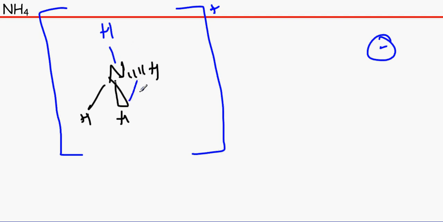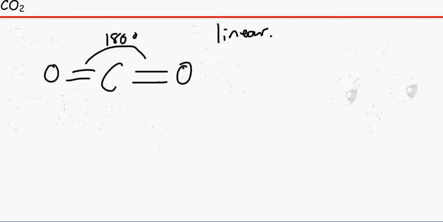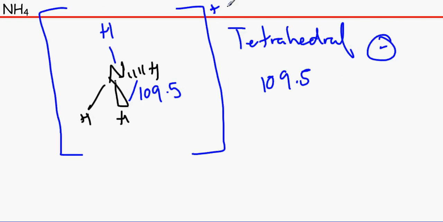So it's 109.5, and that is a tetrahedral structure. 109.5, and it's just exactly the same as your normal tetrahedral structure. Okay, this is an ion, by the way, that's why we put the plus there. And that is it for shapes of molecules and ions.